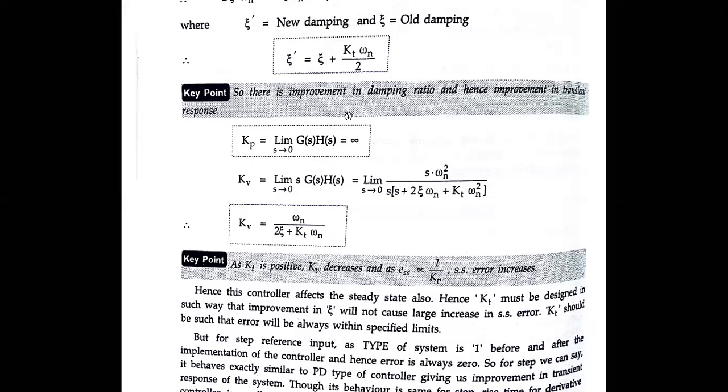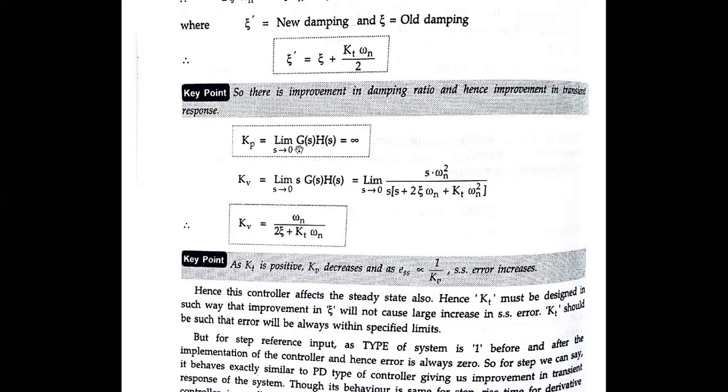Once you have this formula, you can increase the transient responses for these values, which are called kp, kv and sometimes ka, but here we have two values only, that is kp and kv, which are nothing but the position constant and the velocity constant. The position constant is given by the first constant, therefore limit s tends to 0, g of s into h of s, it becomes infinity.